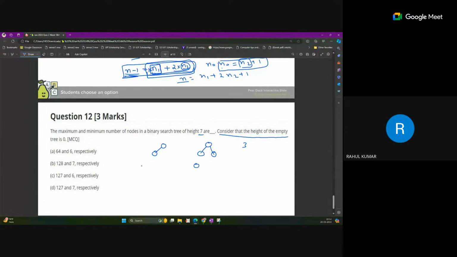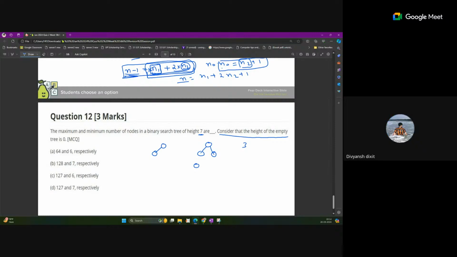Sir, I have a question. When the question mentions a balanced tree, then we consider it balanced, else we don't? If it is not mentioned that the binary search tree is balanced, then do not consider it as balanced.